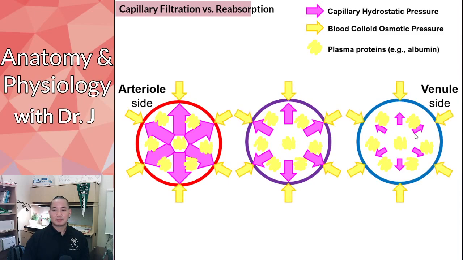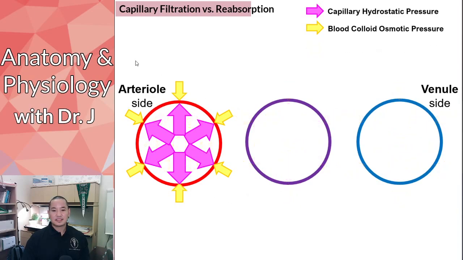So again, remember BCOP, this oncotic pressure, is going to draw water and fluids from the outside towards the inside. So what you have here is kind of like a tug of war, like a pushing or wrestling match. Which side is going to win out? Well, the side with more force, the side with more pressure, right?